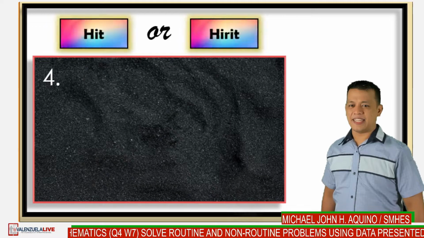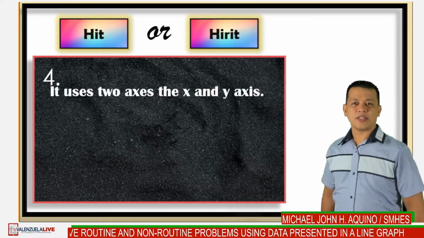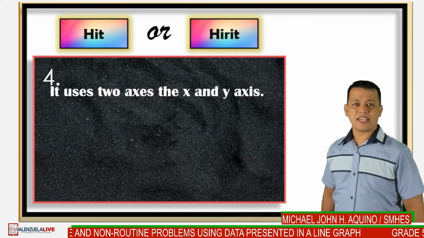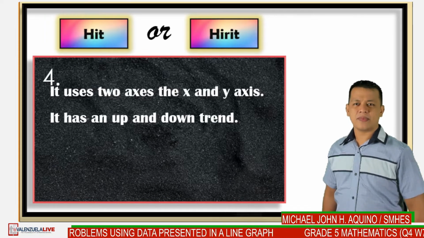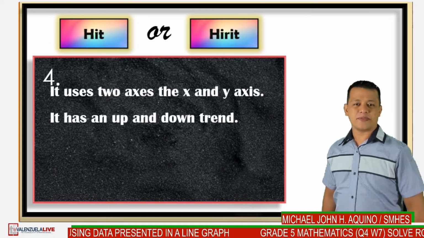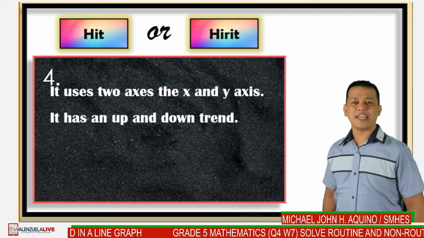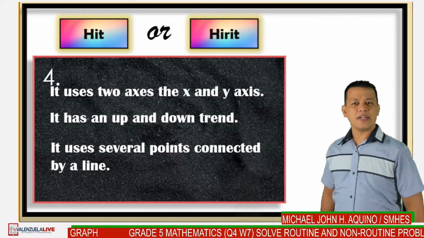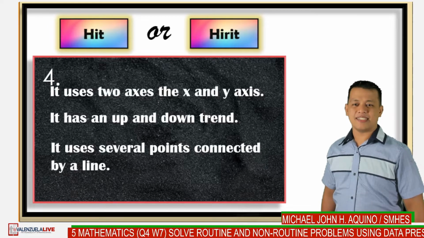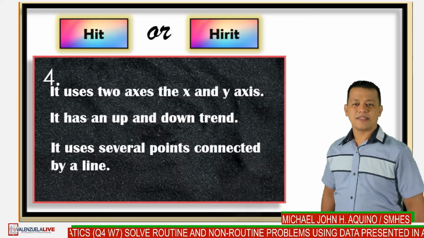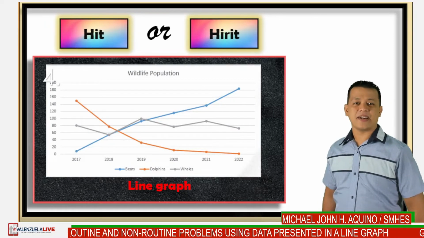For our last item, our first hit it, it uses two axes, the X and Y axis. For our second hit it, it has an up and down trend. Do you know the answer? I think we need another hit it. For our last hit it, it uses several points connected by line. Very good. The answer is line graph.